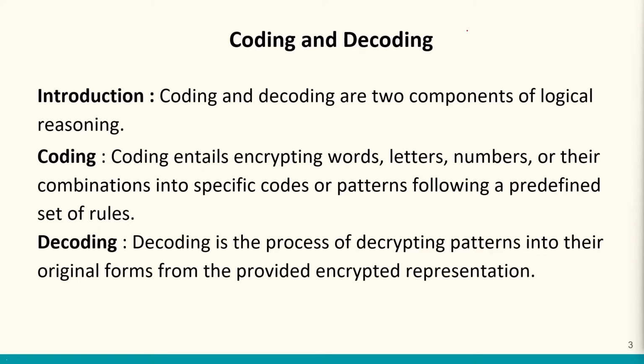Let's say A is written as 1, B is written as 2, C is written as 3, and we have to find the code for D. Whenever I write A as 1, it basically means that I am coding an alphabet into a number. I am encrypting the value of an alphabet into a number. This is called coding, where A is the original form.